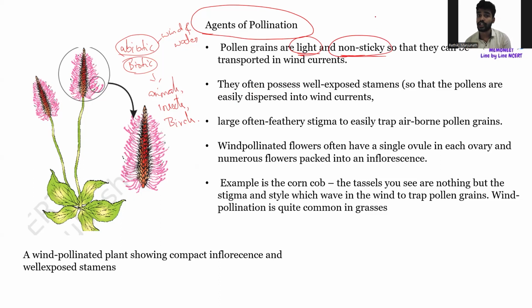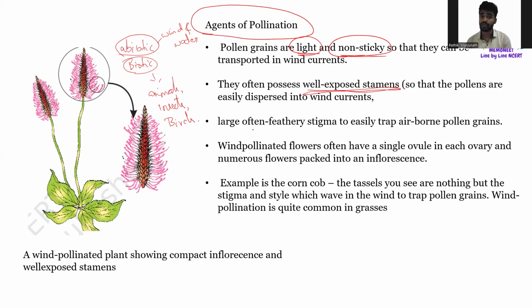And when I'm talking about the flowers, they should have well exposed stamens. They should often possess well exposed stamens so that they can easily come in contact with the wind current. The wind current will be carrying the pollen grains, right? So when a plant has very well exposed stamens, it easily comes in contact with the wind current, which is carrying the pollen grains. So fertilization will obviously occur easily.